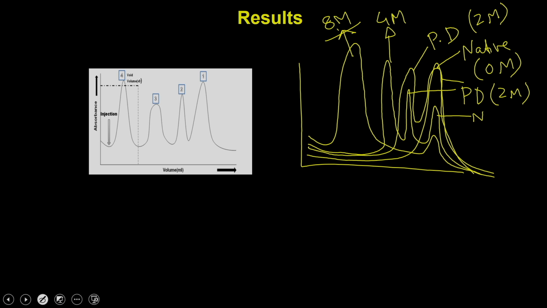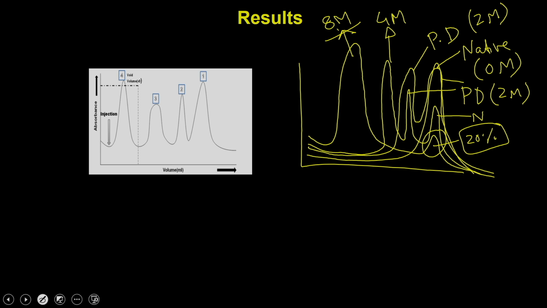Because even at 8 molar, suppose you have 20% protein still left in the native conformation, which means this protein is very stable, and probably it can withstand very harsh denaturing conditions.